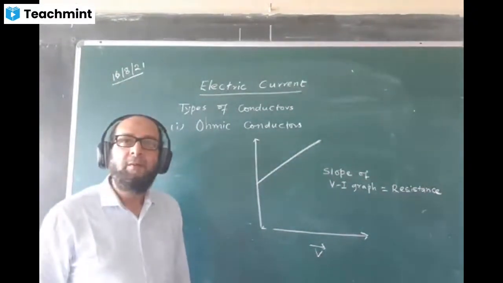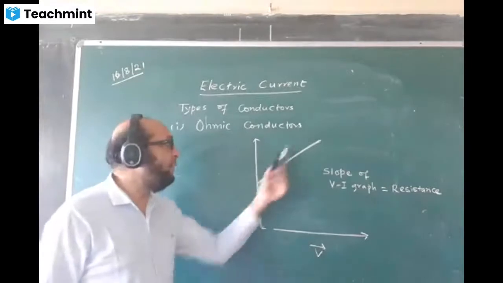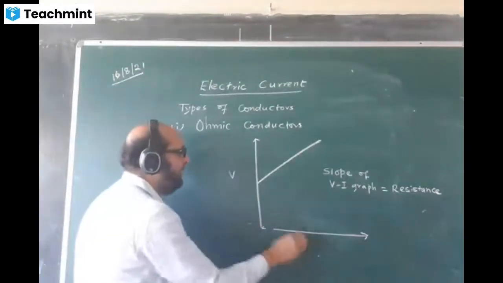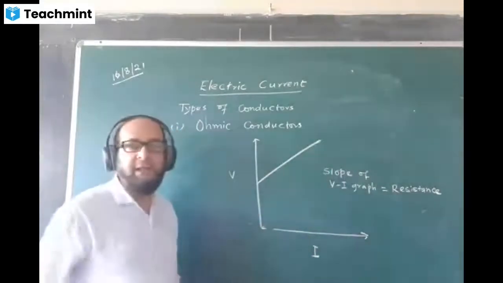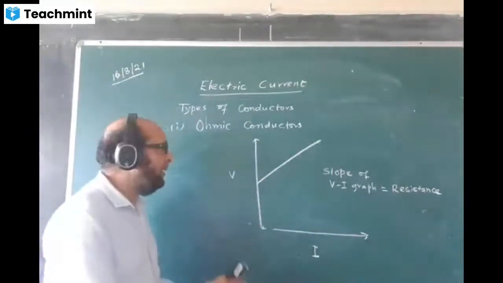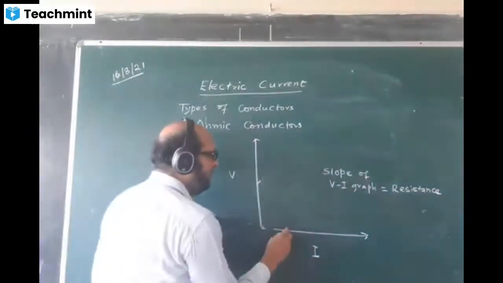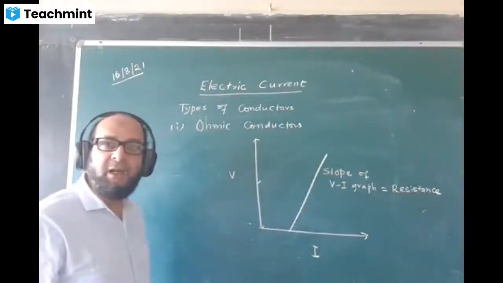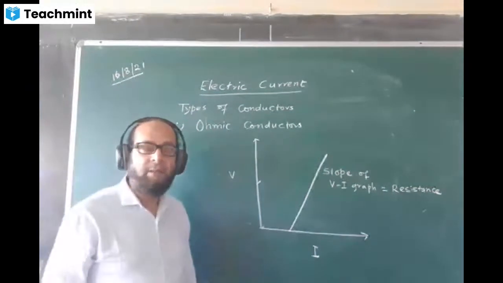Ohmic. Ohmic will be a straight line going upward. That is directly proportional. Either V here or I here, it is also ohmic. It can start from anywhere, any point. Even it can start this way also, in this manner also, like this also. Anywhere it can start, but it is ohmic.